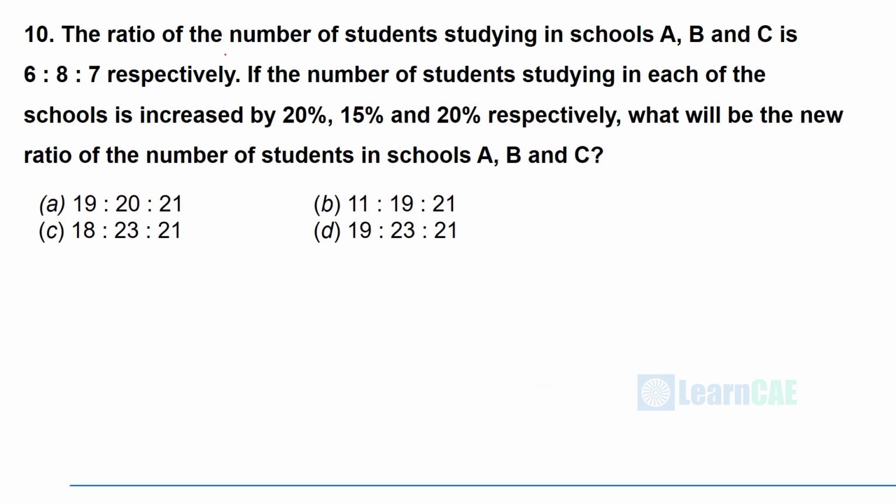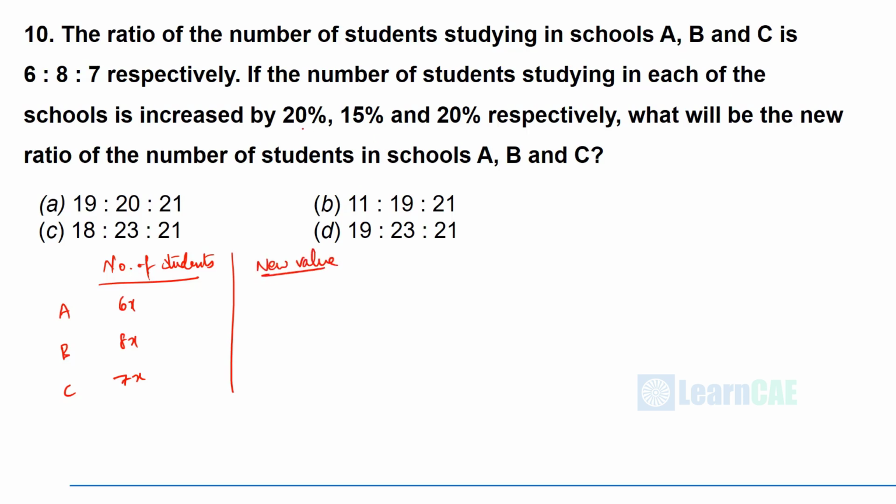Next question. The ratio of the number of students studying in schools A, B and C is 6:8:7 respectively. If the number of students studying in each of the schools is increased by 20%, 15% and 20% respectively, what will be the new ratio of the numbers of students in schools A, B and C? Okay. Let the present number of students in A, B, C be given by 6x, 8x, 7x. Now this will be the new value.